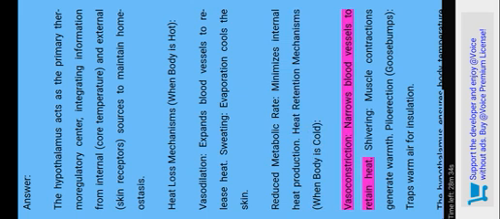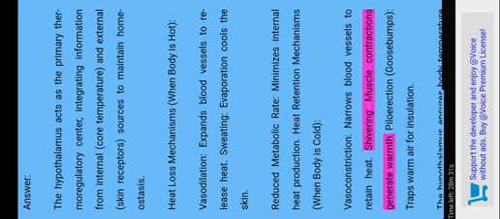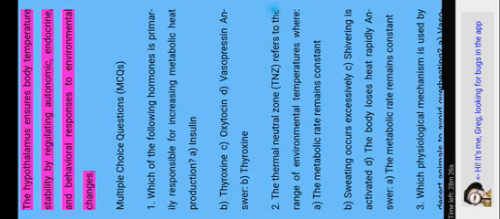Vasoconstriction narrows blood vessels to retain heat. Shivering, muscle contractions generate warmth. Piloerection, goosebumps, traps warm air for insulation. The hypothalamus ensures body temperature stability by regulating autonomic, endocrine, and behavioral responses to environmental changes.